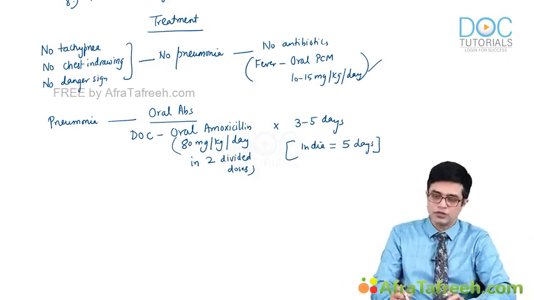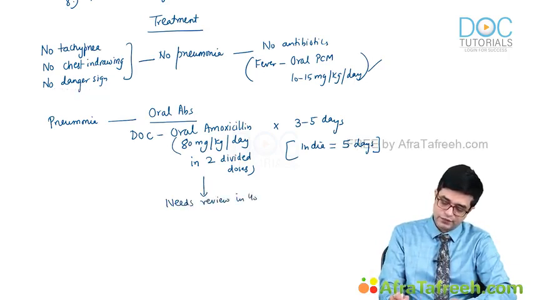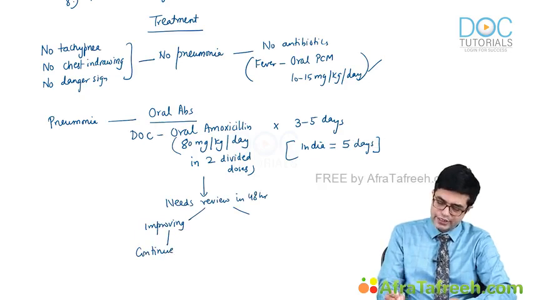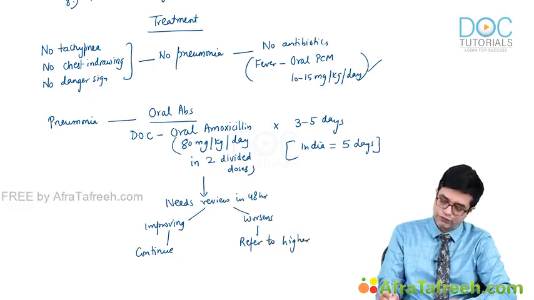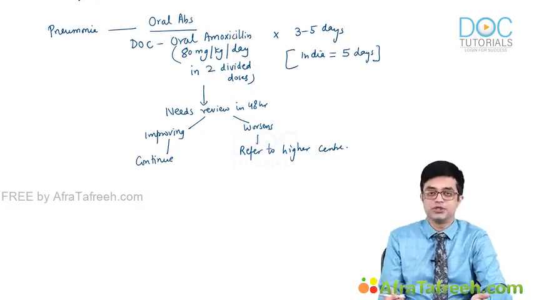Any patient started on oral amoxicillin needs a review in 48 hours. In case the patient is improving, you will continue the therapy and finish the course. In case the patient is worsening, you will refer to the higher center. So review in 48 hours is important because you are not admitting these patients.